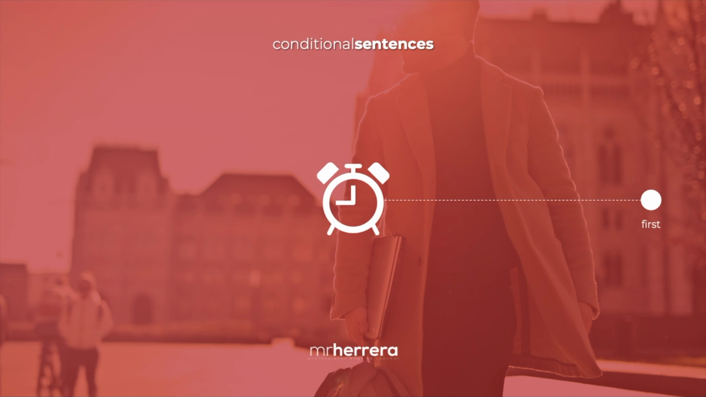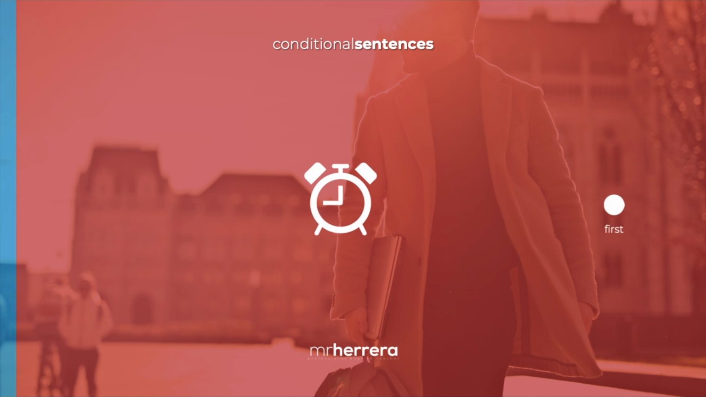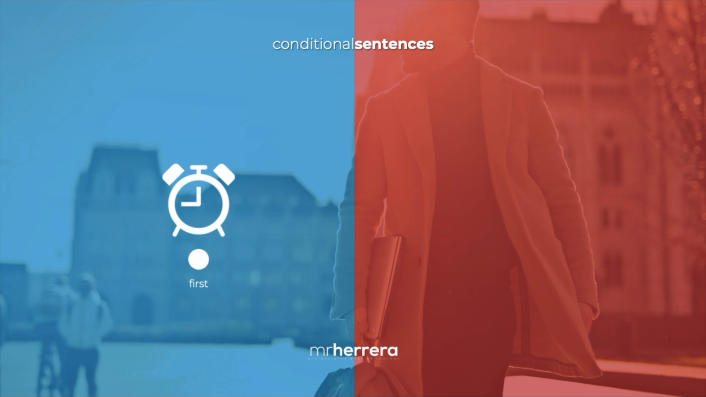Very well, so as you can see, zero conditional was pretty easy. We need to use in both clauses simple present or simple past. When we do that, you understand that the situation is always true or is always the same. In the case of first conditional, the situation changes a little. We basically use first conditional when the situation is more likely to happen. It's more probable to happen.